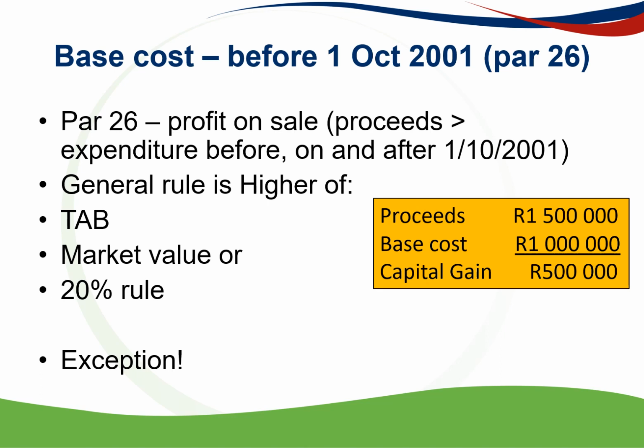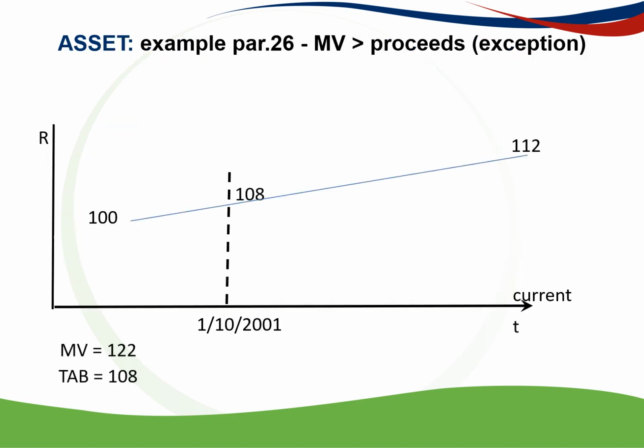So just an example there, the proceeds is 1.5 million, which exceeds the base cost of $1 million, and you have a capital gain. Next, we will have a look at the exception under paragraph 26. The exception under paragraph 26 is where the market value is greater than the proceeds.